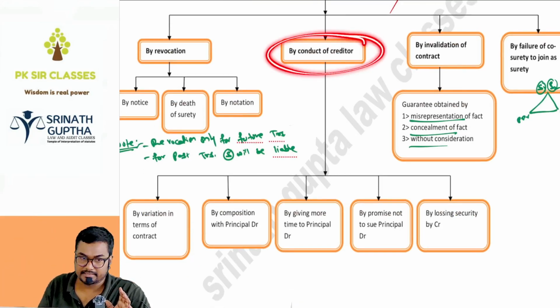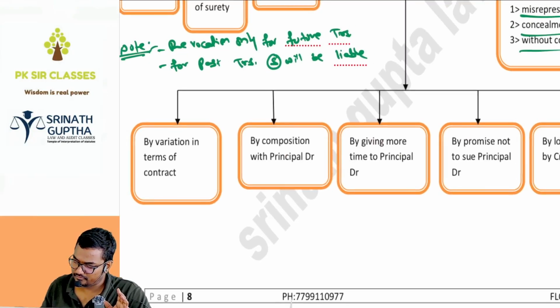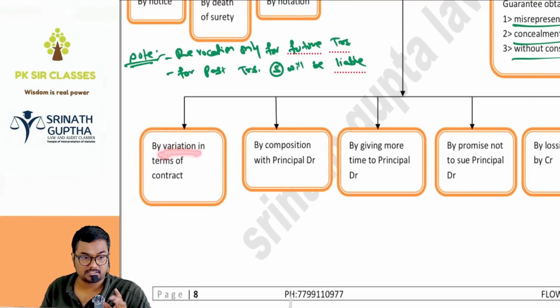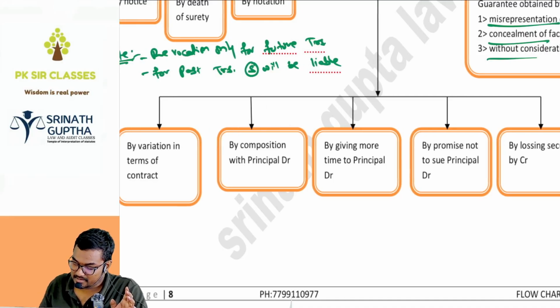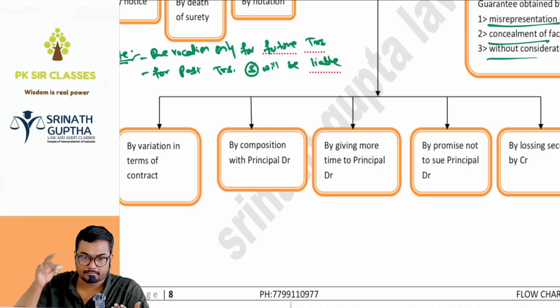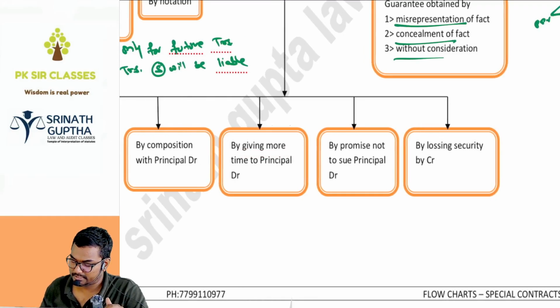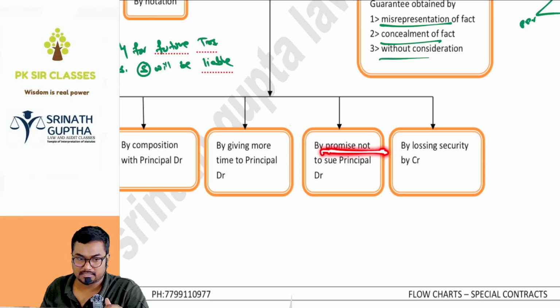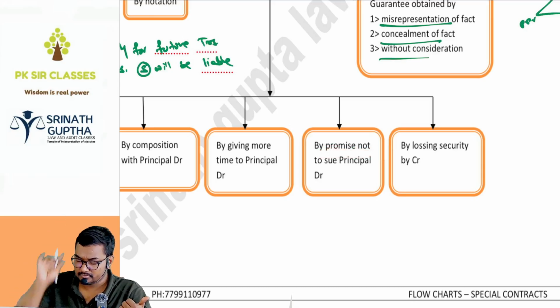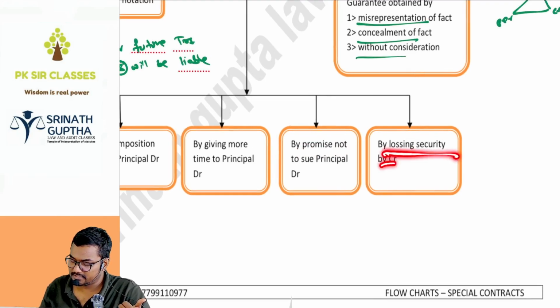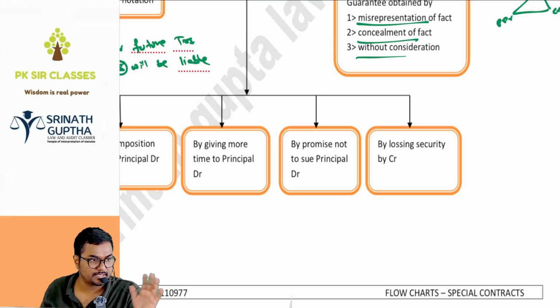By conduct of the creditor and the principal debtor. These are again four to five types. That is variation of the terms without informing the surety. Composition with the principal debtor, that is entering into a new agreement, generally for compromise. Next, giving more time to the principal debtor without the consent of the surety. And a promise made by the creditor not to file a case on the principal debtor without informing the surety. By losing the securities by the creditor, the surety will be discharged.